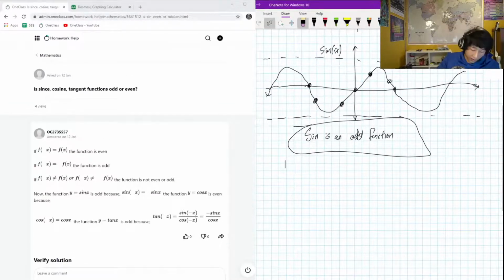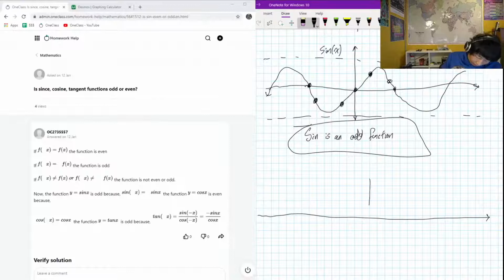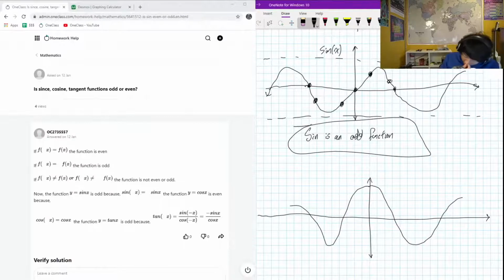Now let's think about cosine. So our cosine graph is going to look something like this. As you can see, the cosine function actually is an even function. It is perfectly symmetric about the y-axis. Okay, so given that, we can see that this has to be an even function. So cosine is an even function.